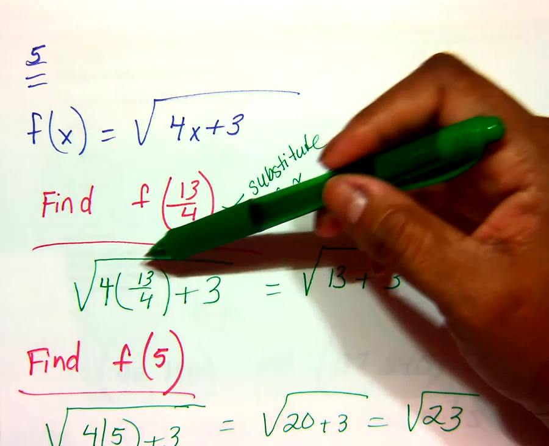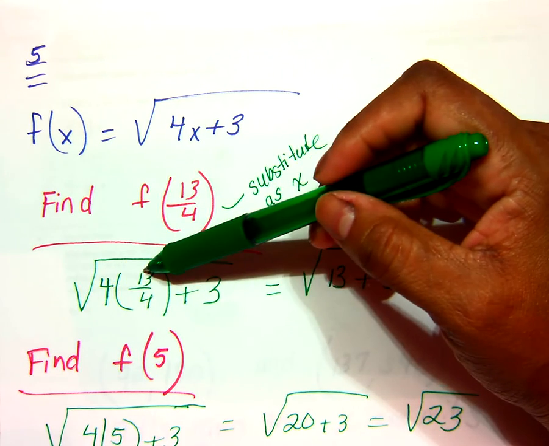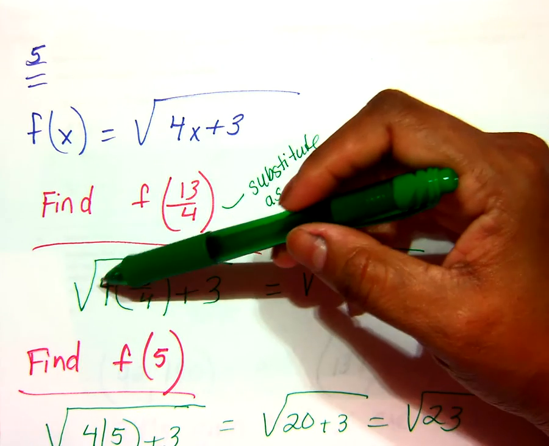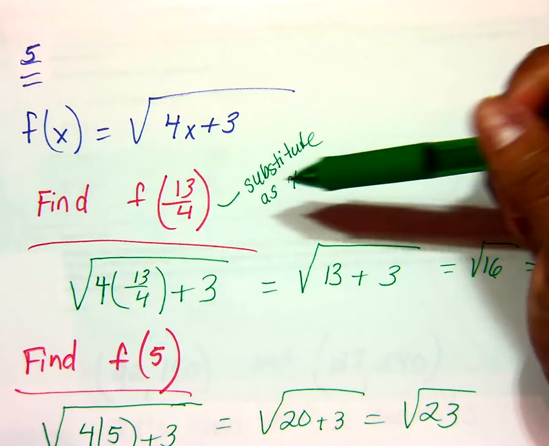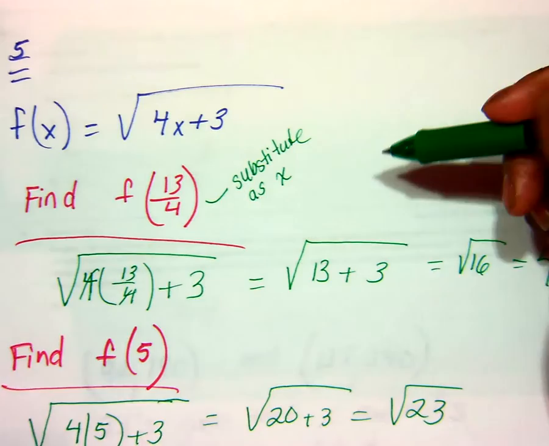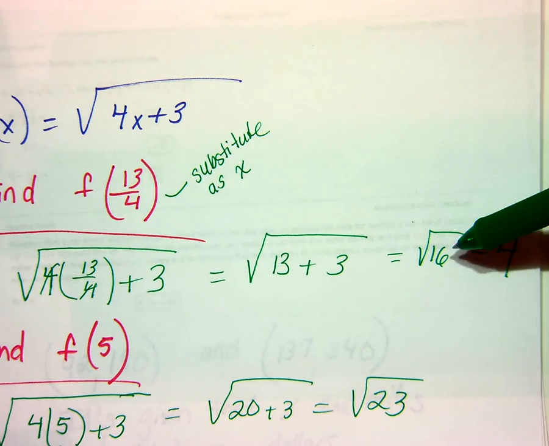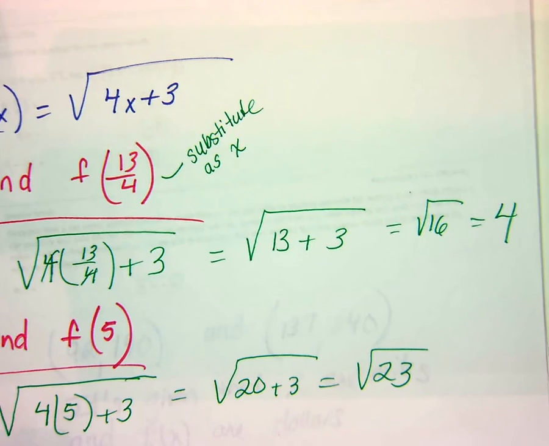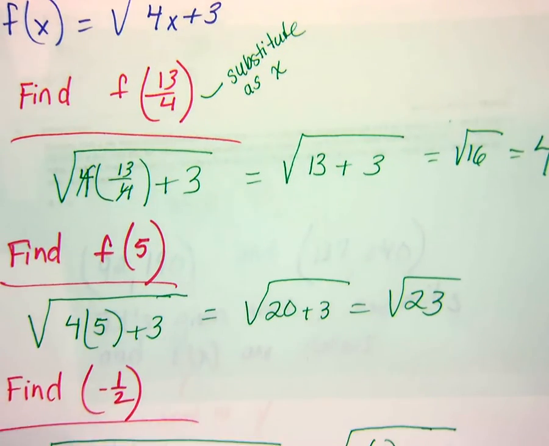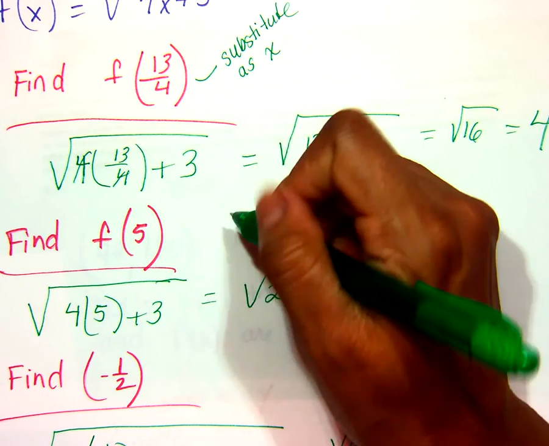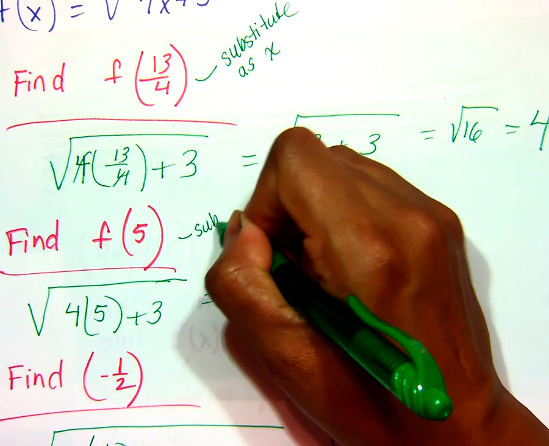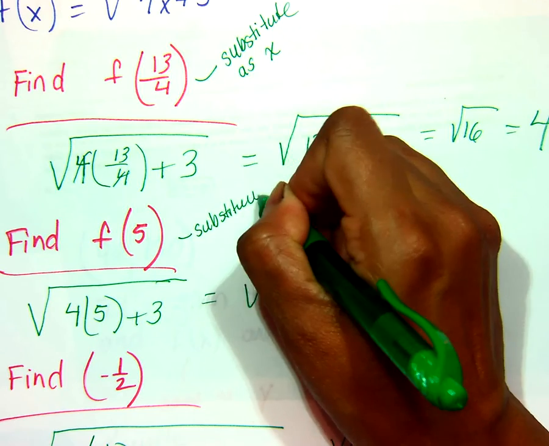So in your initial equation, you got the square root of 4 times 13 over 4 plus 3. Those two 4's are going to cancel out. 13 plus 3 is 16. Therefore, the square root of 16 is 4. Next, you have 5. So wherever you see an x, you're going to substitute 5 as your x.